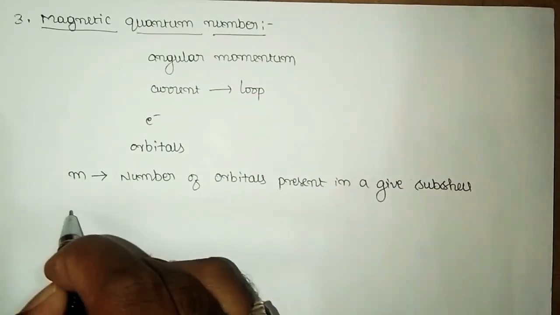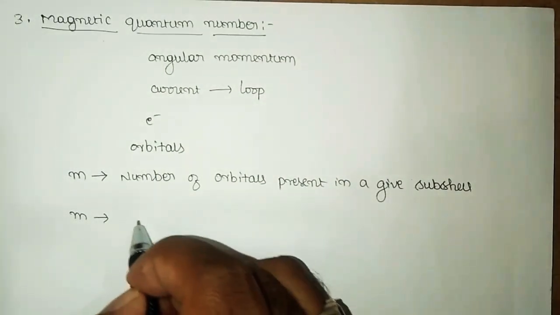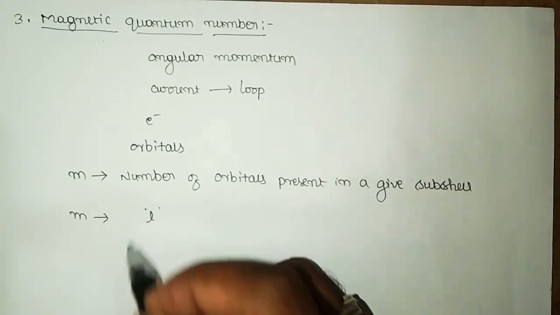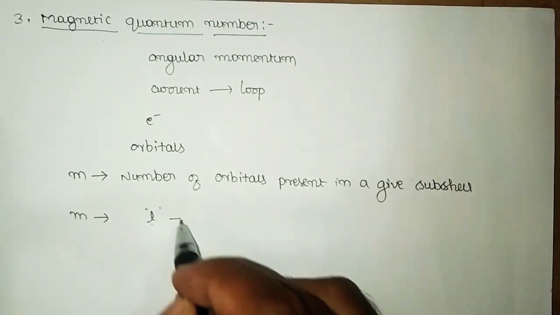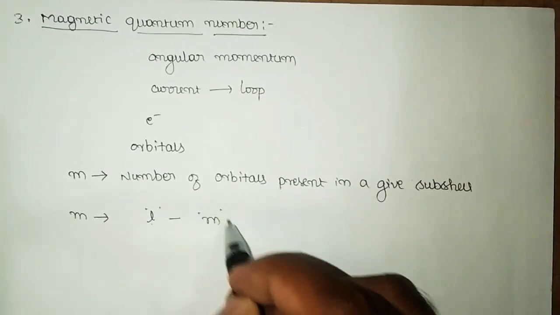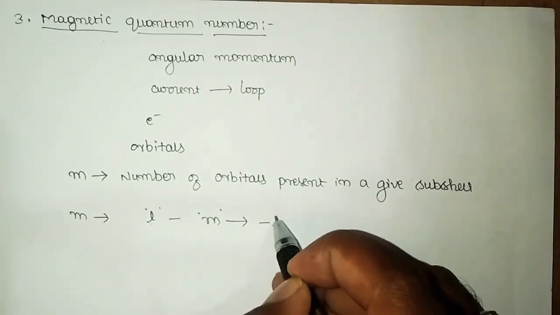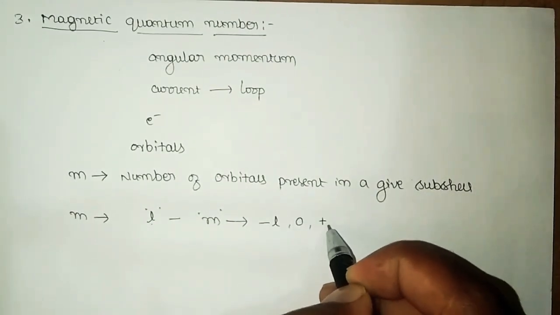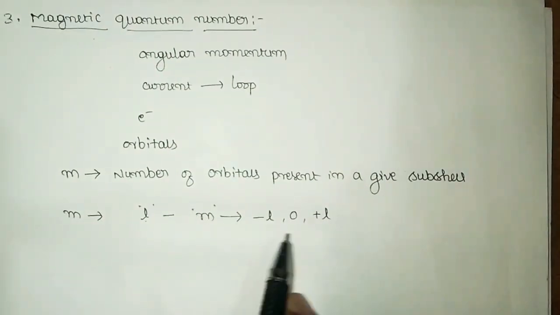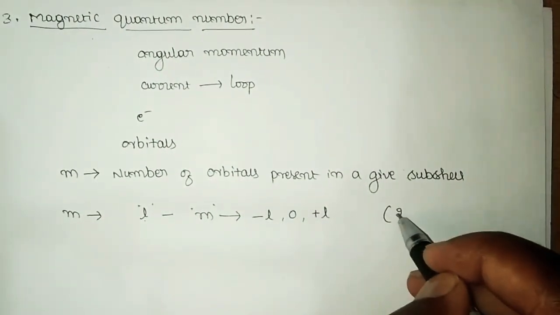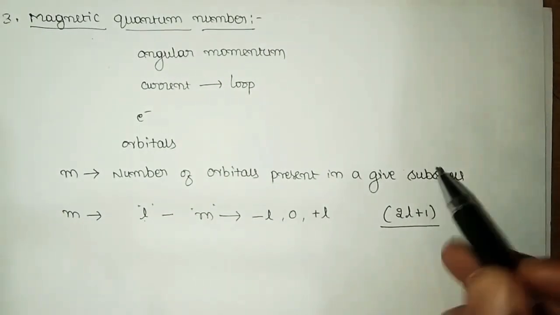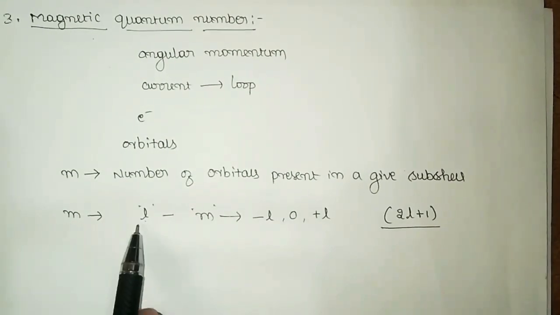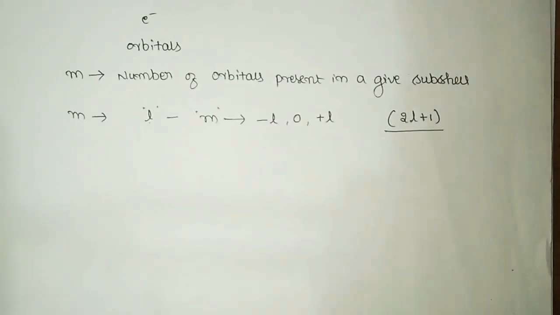And the magnetic quantum number m depends on the value of the azimuthal quantum number, that is l. For a particular value of l, m can take the values from -l through 0 up to +l, and overall it can take a total of 2l + 1 values of the magnetic quantum number for a particular value of l. And that we shall see by considering a simple example.